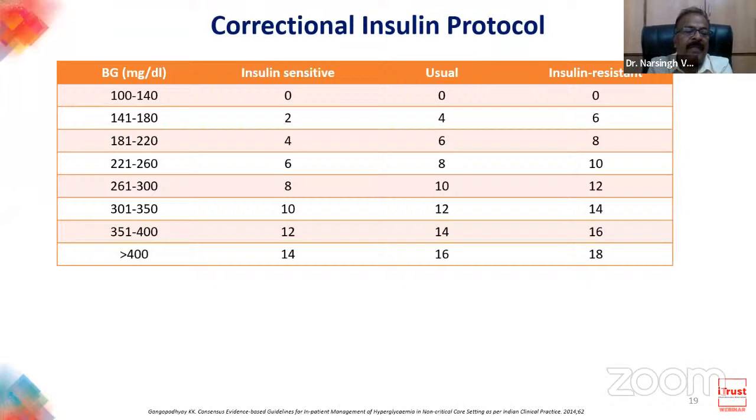With blood glucose between 181 and 220, insulin sensitive patients get 4 units, the usual portion 6 units, and insulin resistant patients 8 units. As the blood glucose level rises, more insulin is required, and the chart is given here. So this gives us an idea how we can control hyperglycemia in ICU settings. Next one, please.